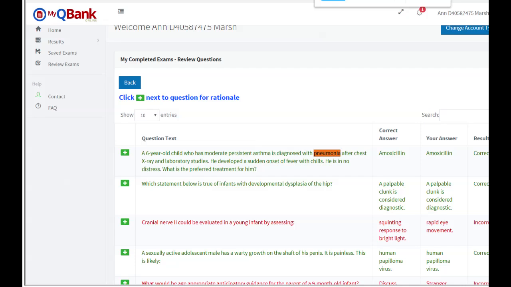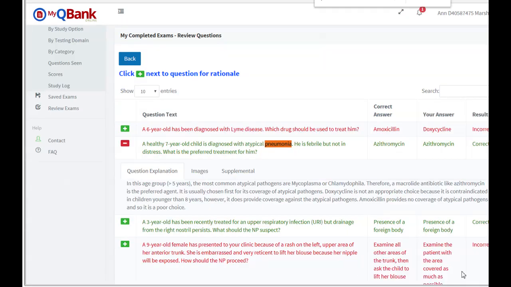So this is for a 6-year-old who has moderate persistent asthma and is diagnosed with pneumonia, and the answer is amoxicillin. So amoxicillin for a 6-year-old with pneumonia. A healthy 7-year-old child is diagnosed with atypical pneumonia. He is febrile but not in distress. What is the preferred treatment for him?